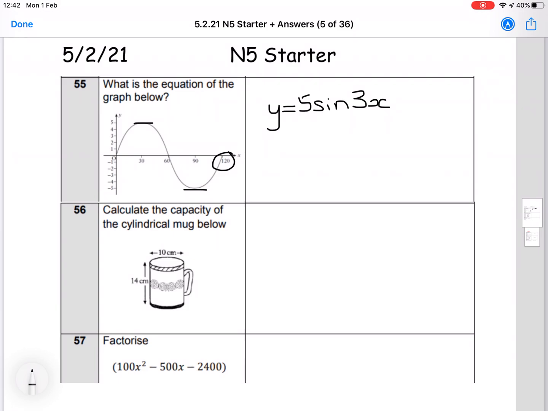Question 56 is just a straightforward volume question. So it's the volume of a cylinder. So the formula for a cylinder you don't get on the formula sheet. So you need to know this one off by heart. So it's pi r squared h.